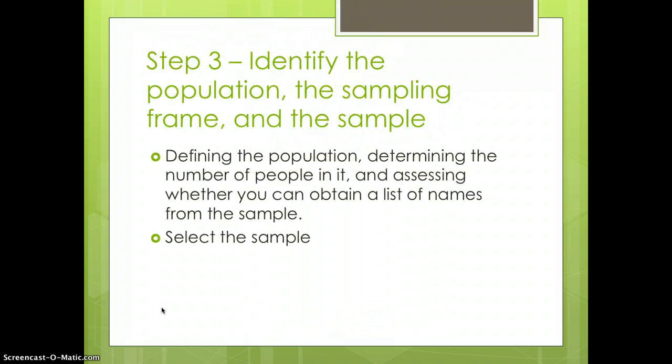Step 3 is identifying the population, the sampling frame, and the sample. So after you've defined the population and determined the number of people in it and assessed whether or not you can obtain a list of names from the sample, then you will actually select the sample.